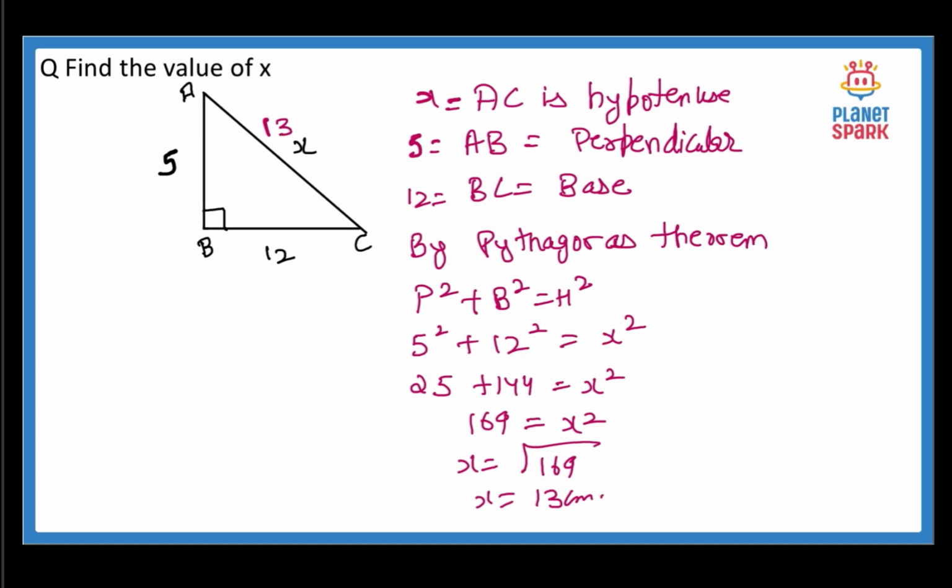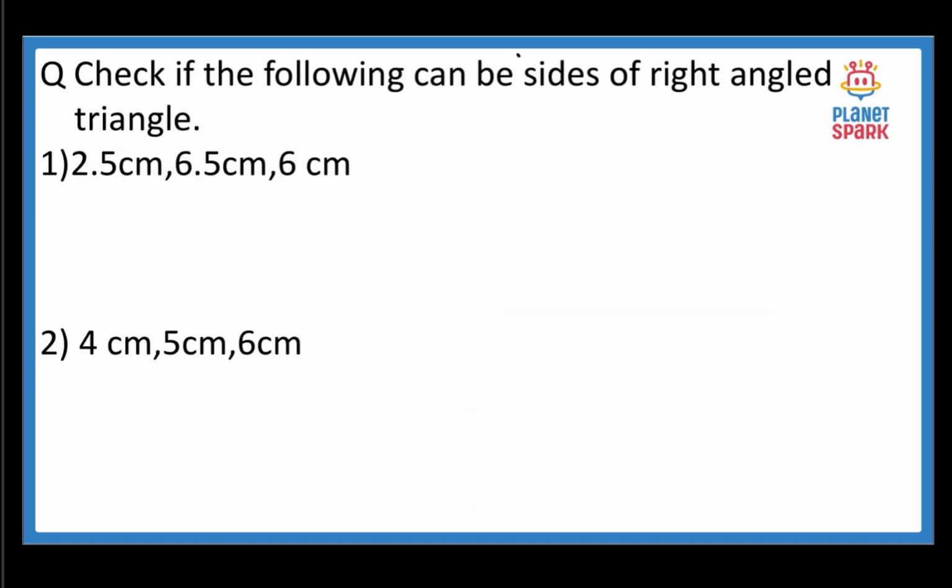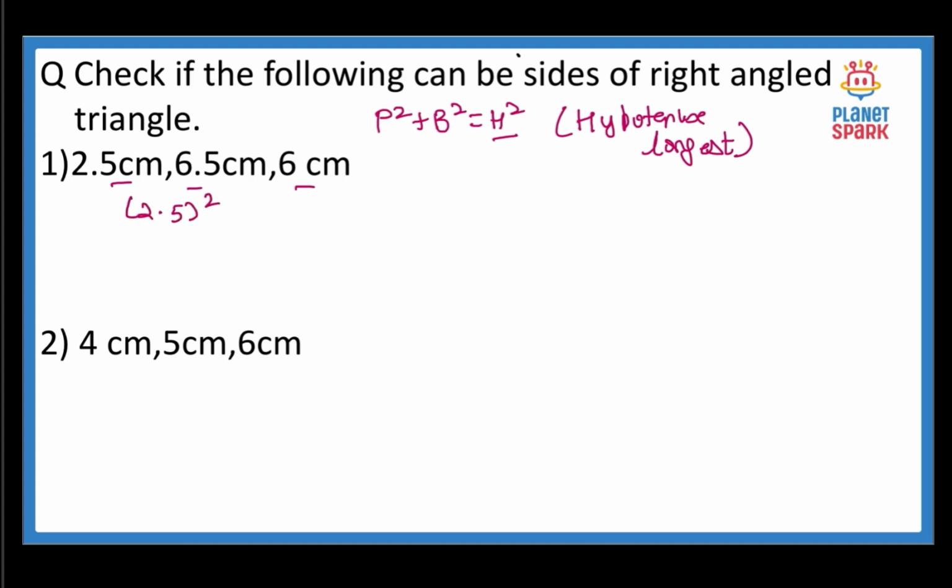Proceeding towards the next question, check whether the following are the sides of a right angle triangle or not. To check this, we'll apply Pythagoras theorem. Pythagoras theorem says perpendicular square plus base square is hypotenuse square. As we know, hypotenuse is the longest side, so we are given the sides as 2.5, 6.5 and 6. So 6.5 we'll consider as hypotenuse. That means 2.5 square plus 6 square should be equal to 6.5 square.